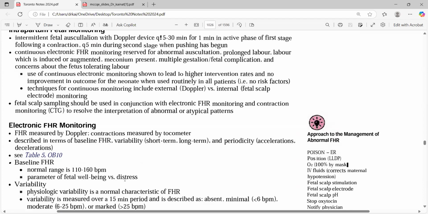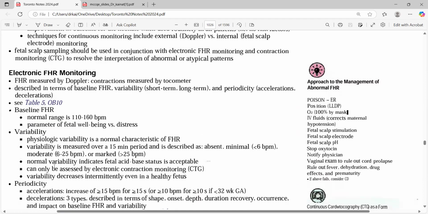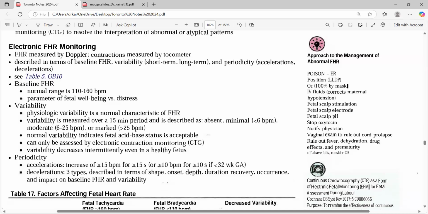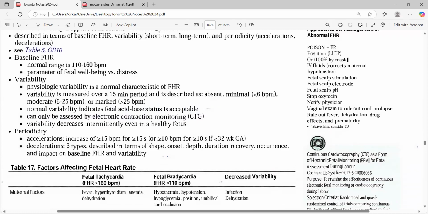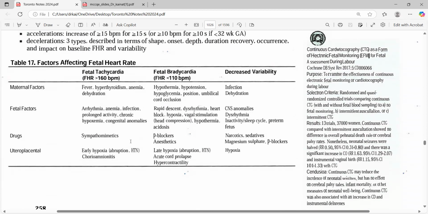Parameters of fetal well-being versus distress: in this one, we go for variability and periodicity. Variability, how much should it be? It should be between 6 to 25 beats for 15 minutes, and can be assessed with the CTG, so usually we go for the CTG. Then periodicity: there should be accelerations, an increase of more than 15 seconds, and there should be no decelerations. Decelerations are described in shape, onset, depth, like how long it goes on and how deep it is. More than everything, you need to know the causes of it.